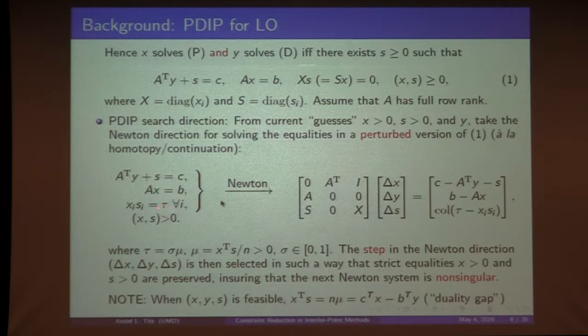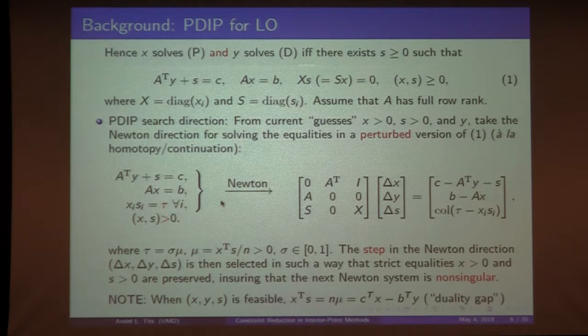Now, the reason I replace 0 with positive tau is that, both from experience and from the theory, it turns out that you can solve the problem much faster if you don't aim right away for 0, but you first aim to have all of these products have the same value. This is called the central path in interior point optimization. So all of the products xi si have the same tau value. And then we are going to drive tau to 0. So this is a la homotopy or continuation.